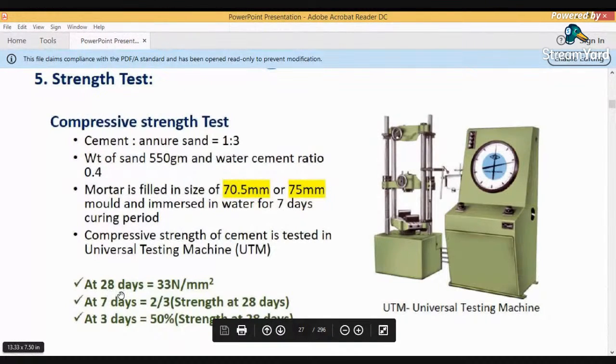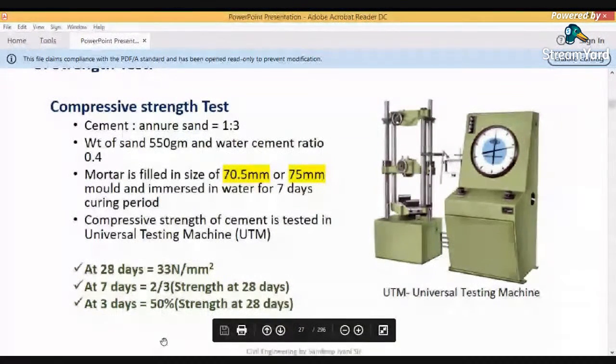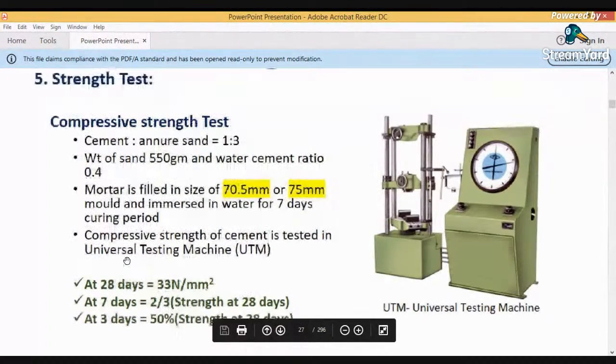You have to remember, for ordinary Portland cement at 28 days, the cement strength should be 33 Newton per millimeter square. At 7 days, it should be two-third of the strength at 28 days, and at 3 days the strength must be 50% of the strength at 28 days. So these are the strengths I discussed in today's class.